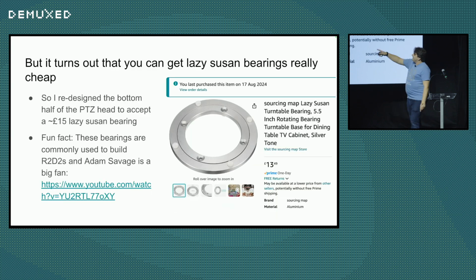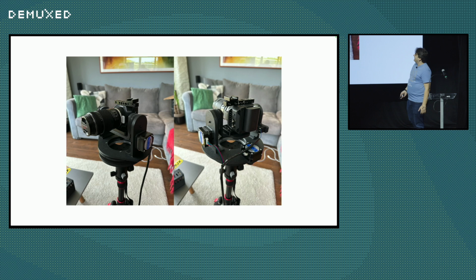But it turns out you can get these little Lazy Susan bearings for really cheap. This is about 15 quid on Amazon UK. Adam Savage loves these bearings because you use them when you build R2-D2 robots. So you can get really big ones that you use for the head. So I went back and I modified the design, and I built this. A little pan tilt zoom head. You can see the updated bearing on the left-hand side picture.